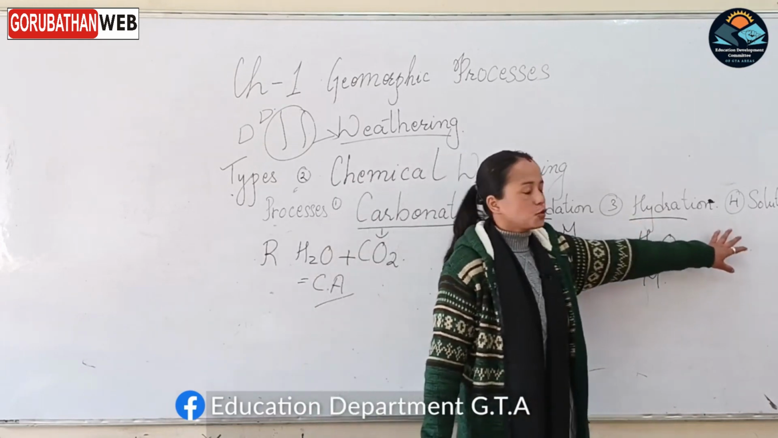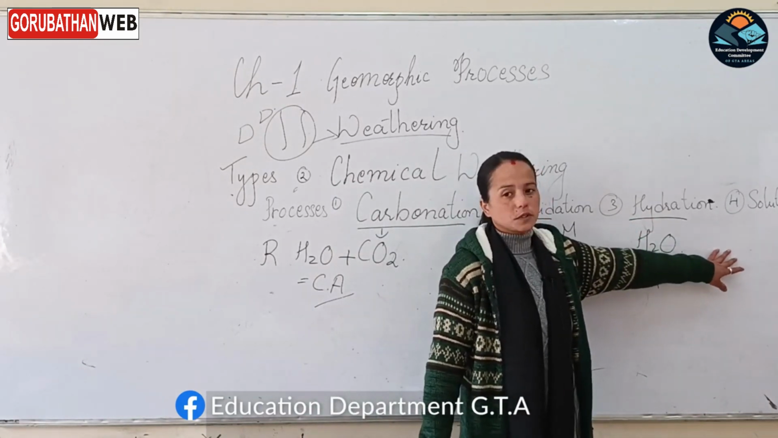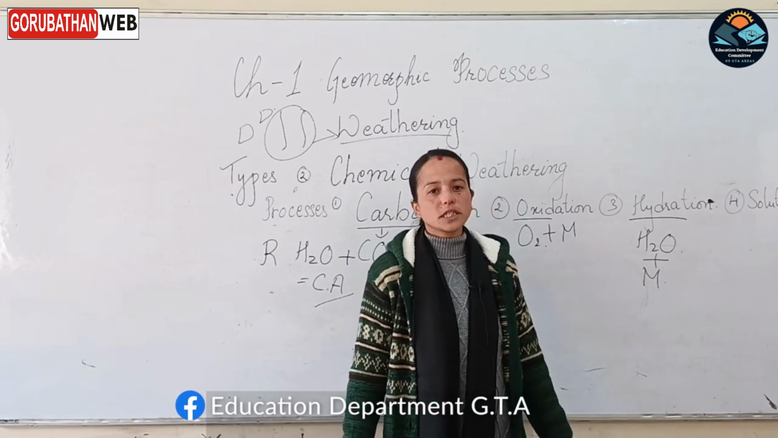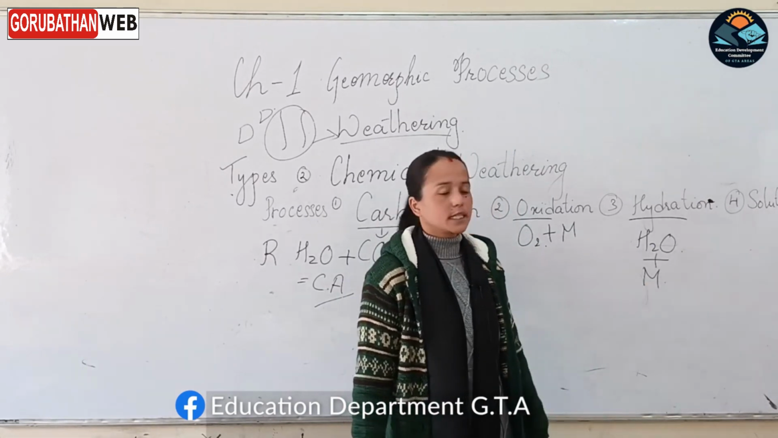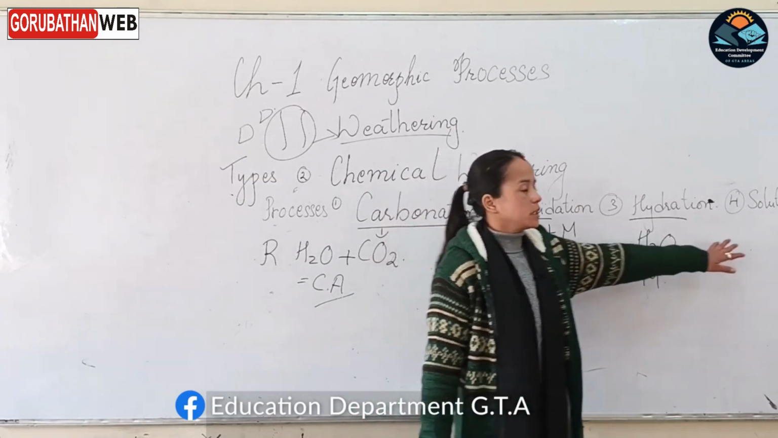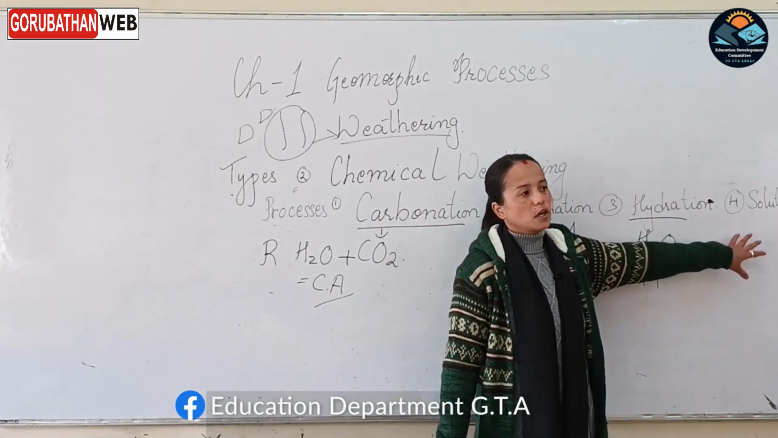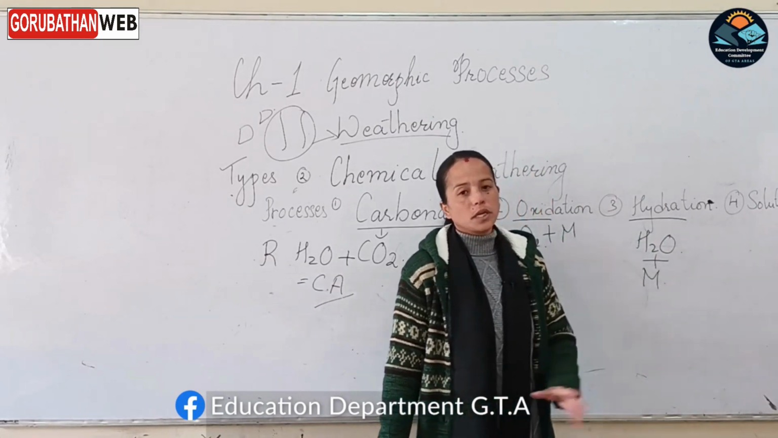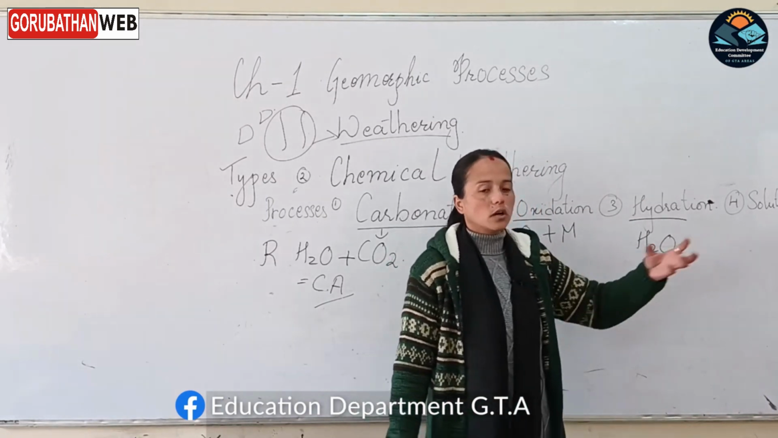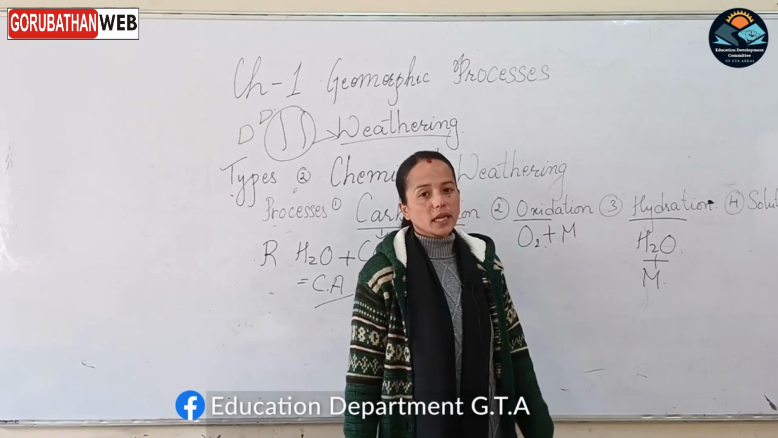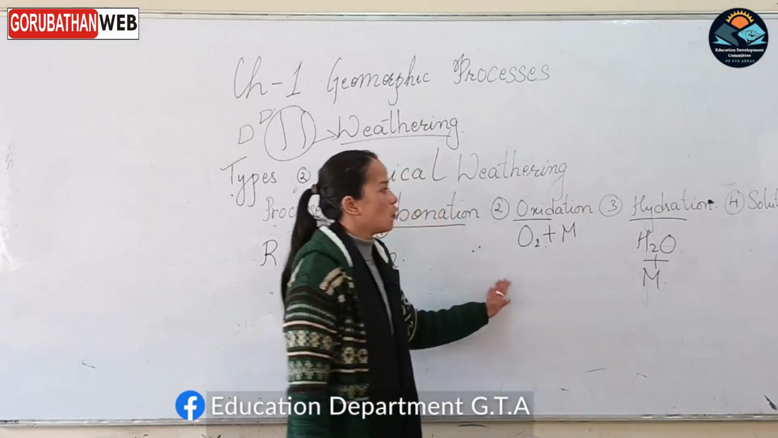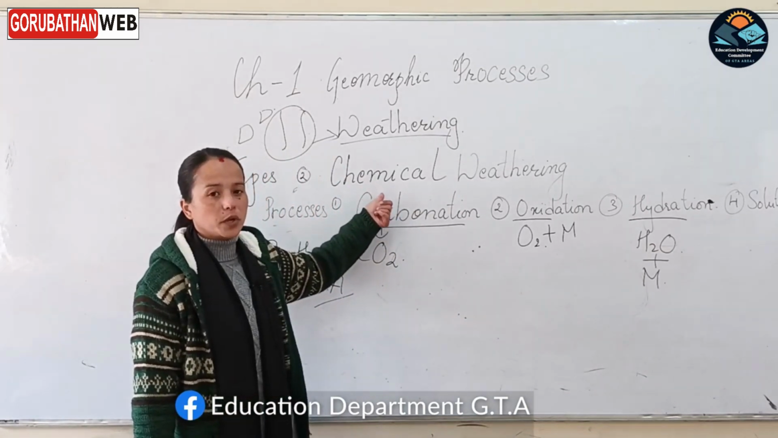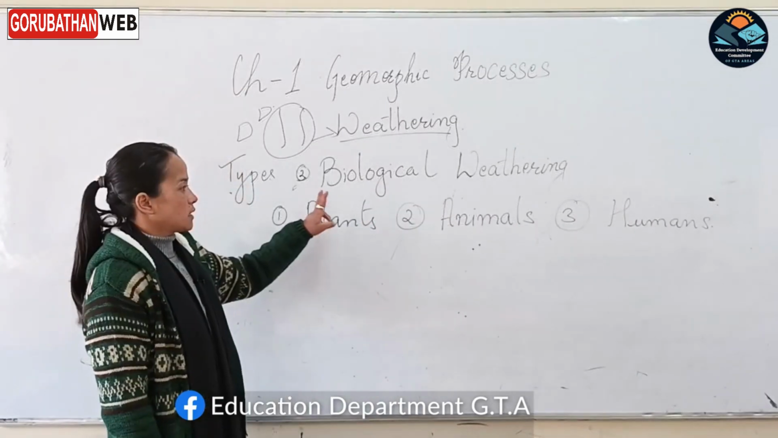Next, the last one is the solution. In this process of solution, the rocks which contain minerals that easily dissolve will get affected. When the water dissolves minerals like rock salt and limestone, the minerals will be taken away by the water, and only the other things will remain, which will make the rock break into pieces. So these four are the processes involved in chemical weathering, which will break the rock into pieces.